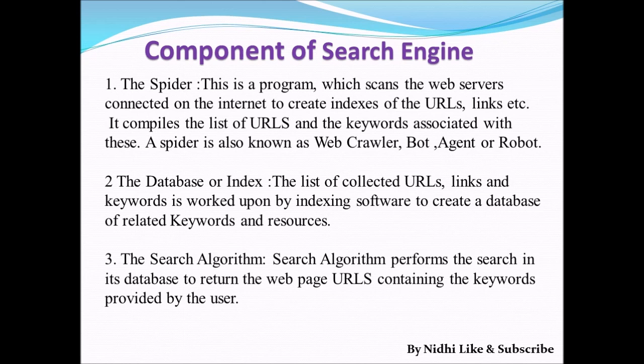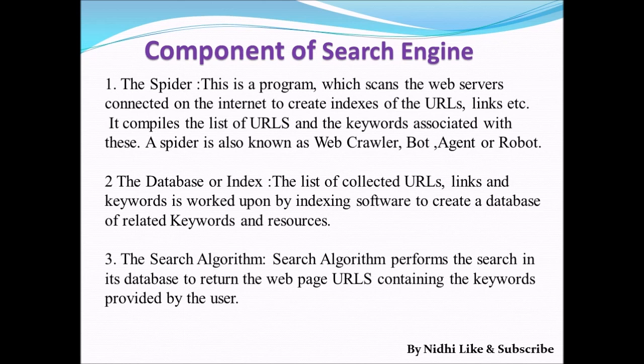Okay, next component is database or index. Whatever we are providing should be stored at some place. So the database or index keeps the collected URLs, and keywords are broken up by indexing software to create a database of related keywords and resources. Next component is search algorithm. A search algorithm performs searches in its database and returns the web page URLs containing those particular keywords provided by the user. So this is about the components of a search engine.